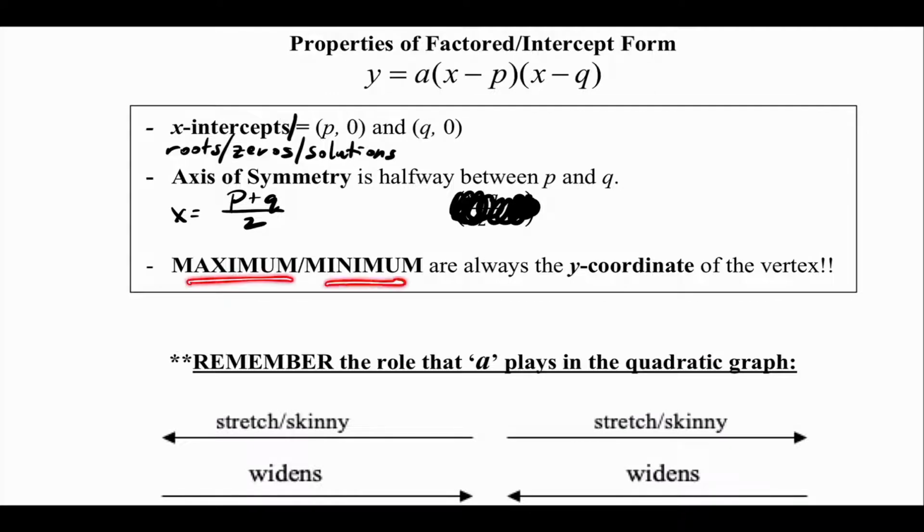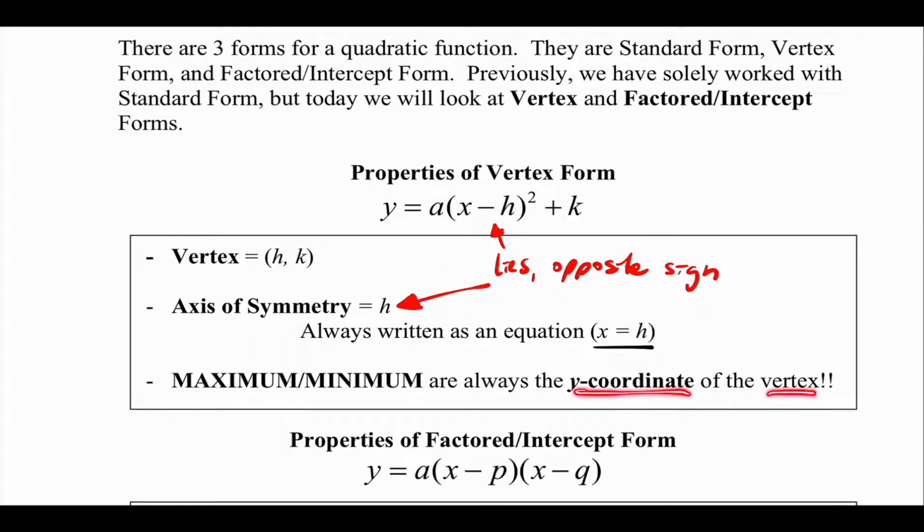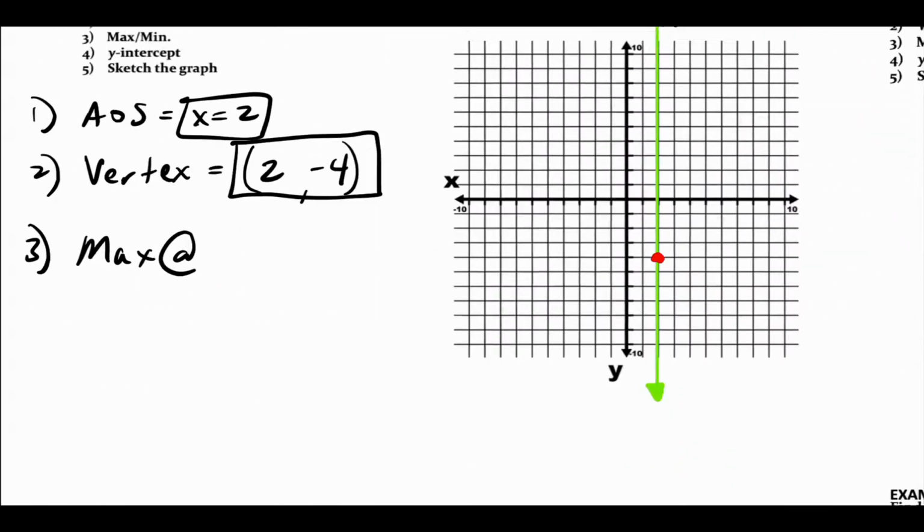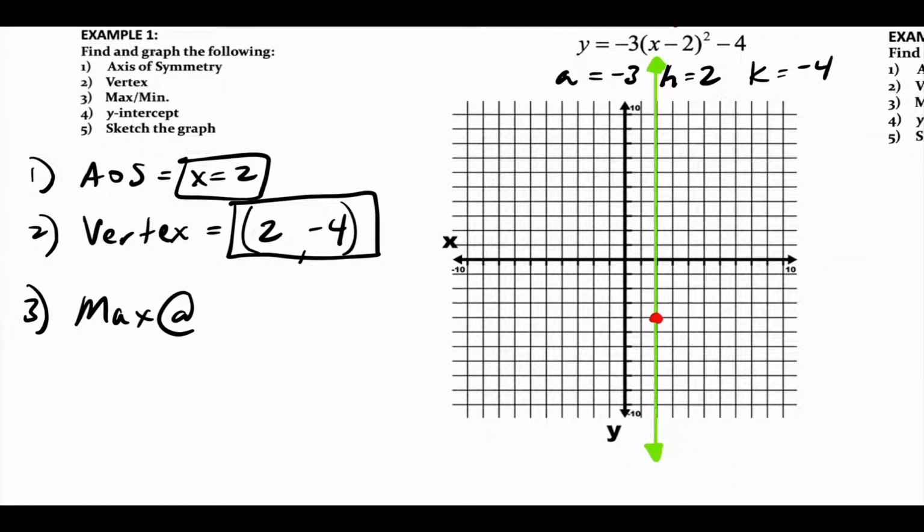The minimum or maximum is always the y coordinate of the vertex. That's K. So whatever K is, -4. Max at -4. Okay.